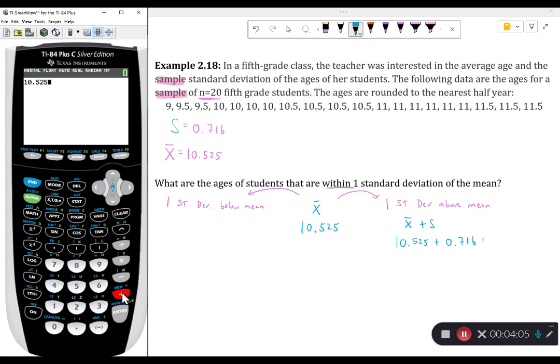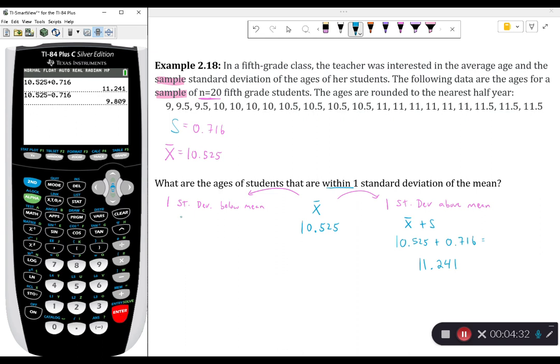10.525 plus 0.716, and we'll get 11.241. And we could do the same calculation. I'm going to cheat here, press second Enter, and just change this to a subtraction symbol, or we could just type it back in a second time.